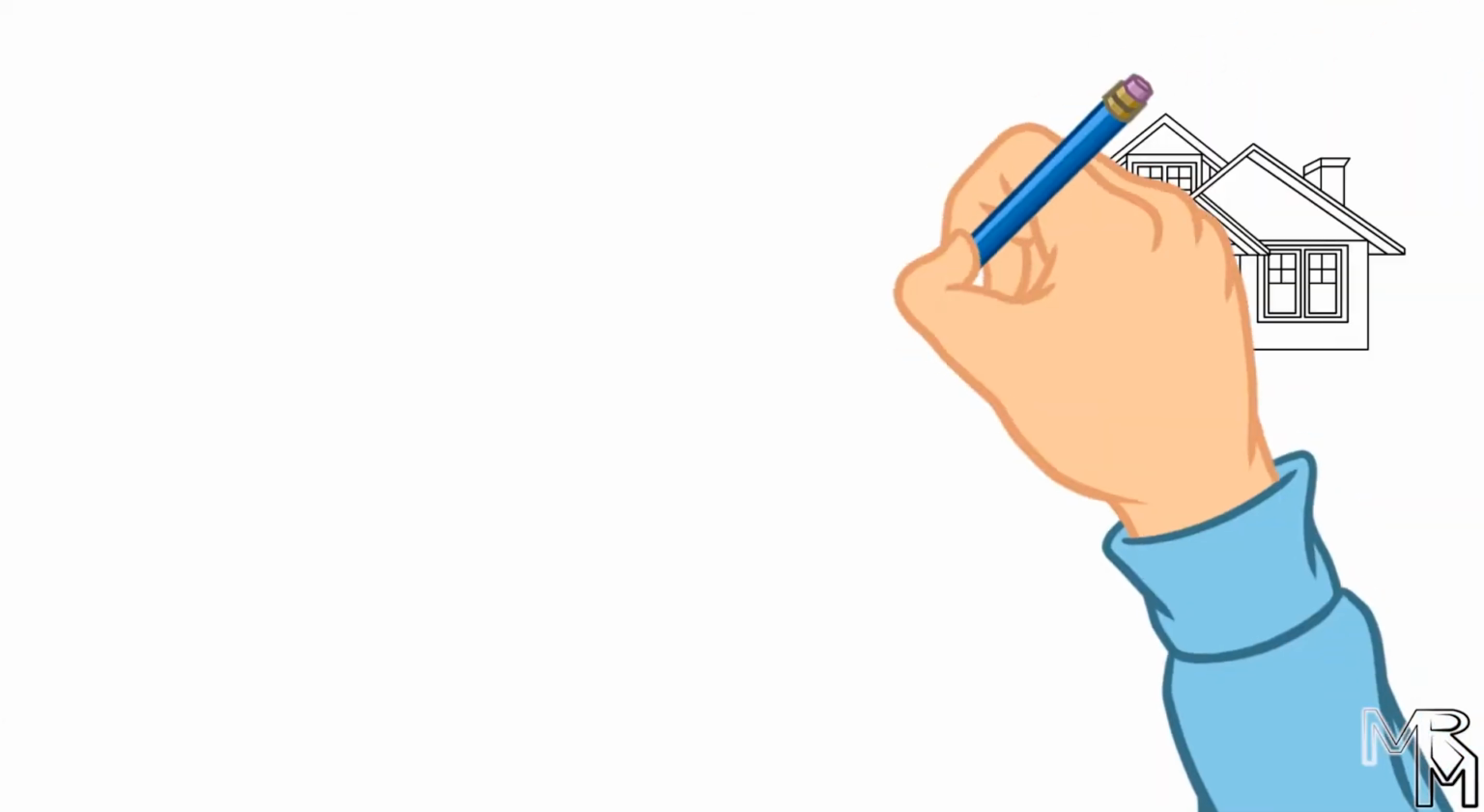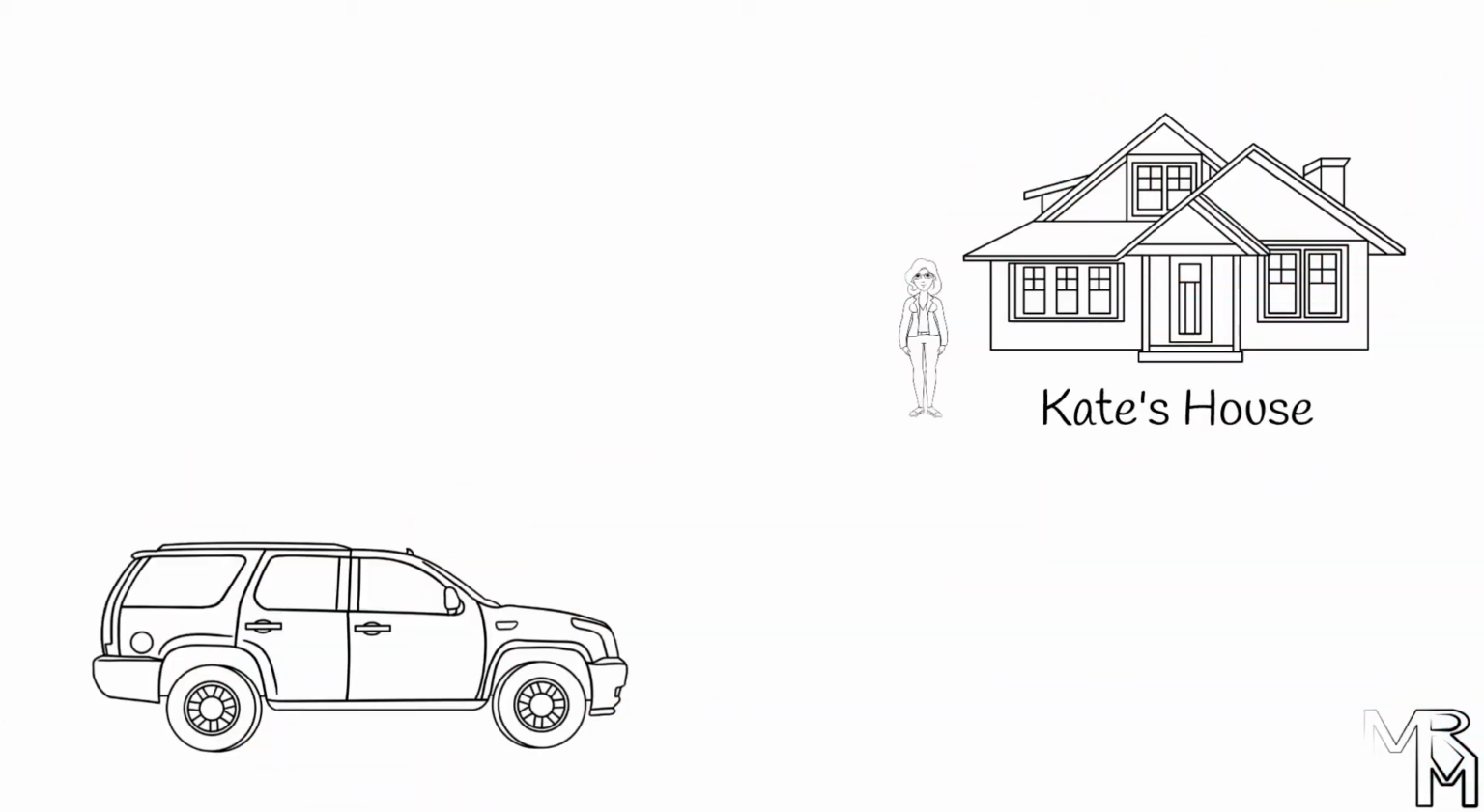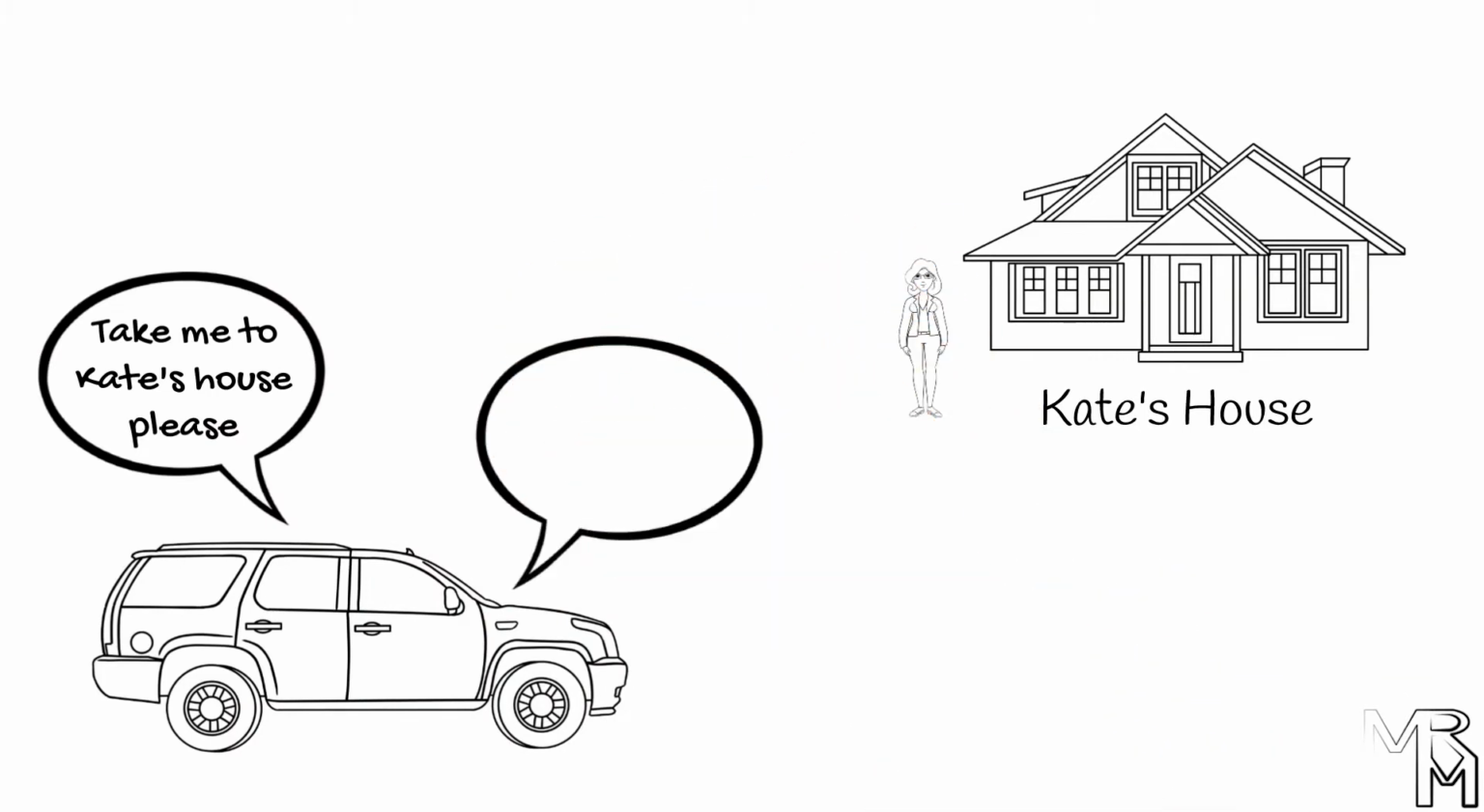Here's another example. Say you want to visit Kate. Well, you at least need to know her address. Otherwise, where would you go to visit her? In this example, Kate's address is the piece of data that you need to be able to visit Kate.